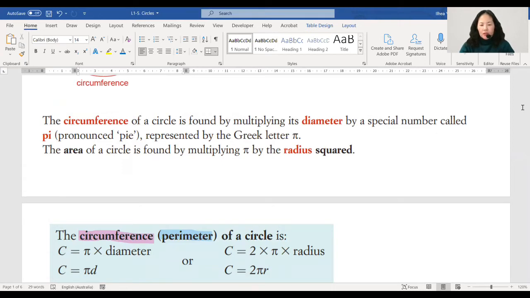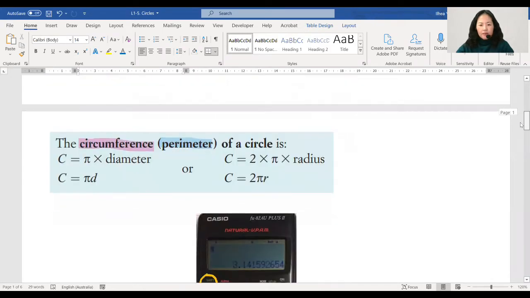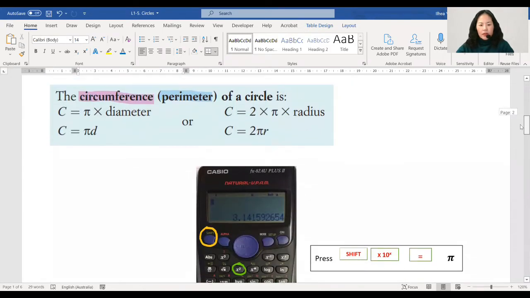Now, anything to do with a circle, you need to use this special number, pi. Okay? And the area of a circle is found by multiplying pi by the radius squared. Now, what does all that mean? We're going to have a look at it here. Now, you probably need a calculator from here on.